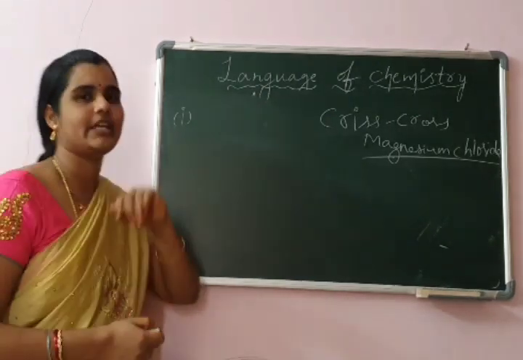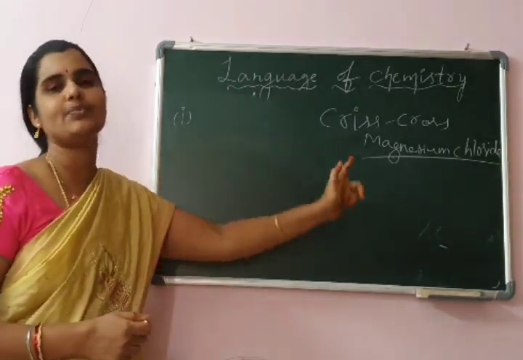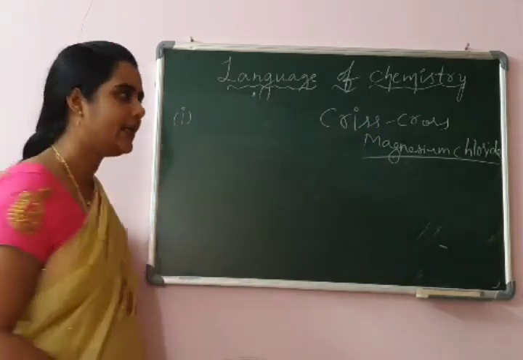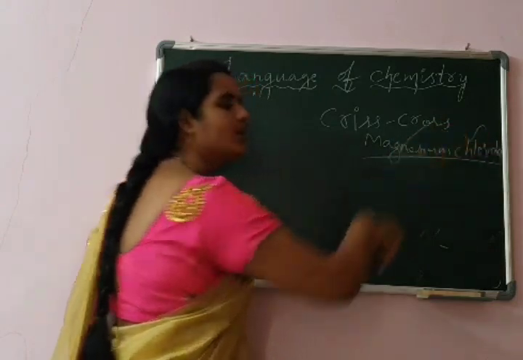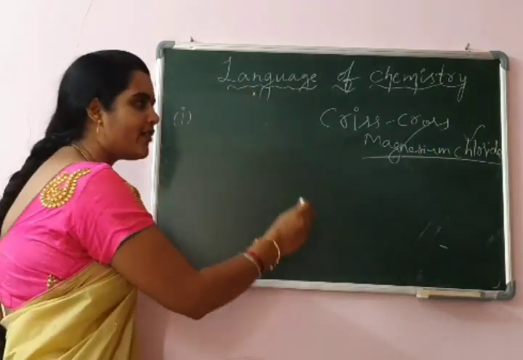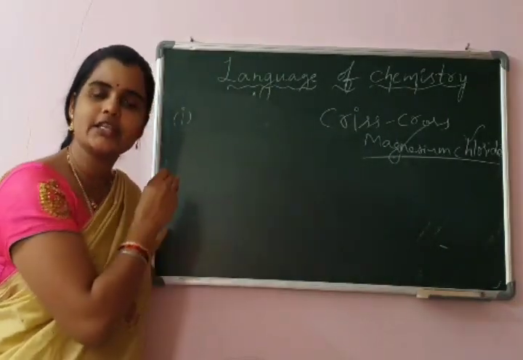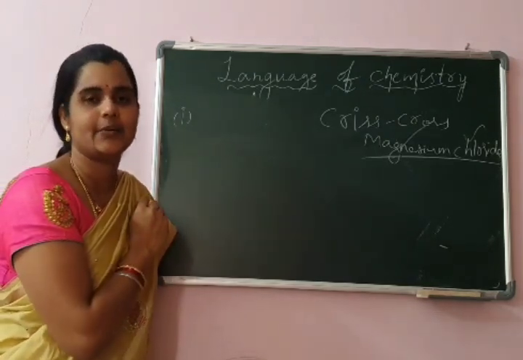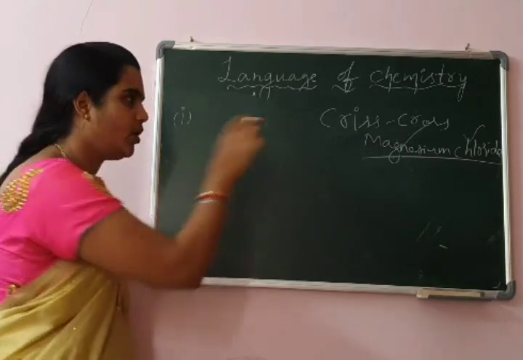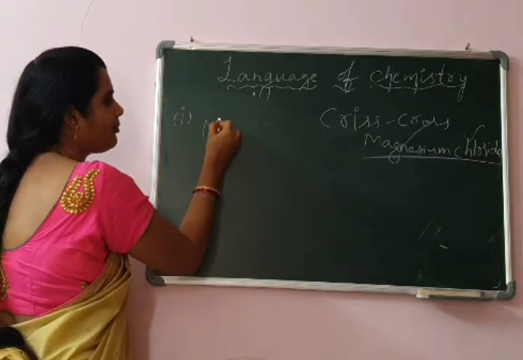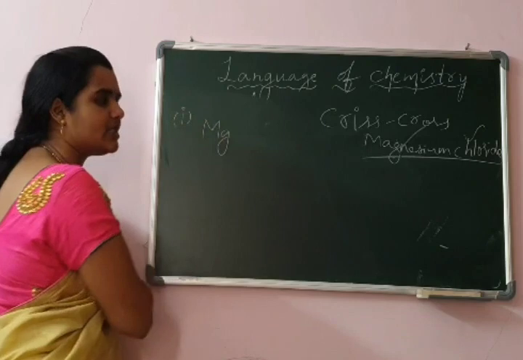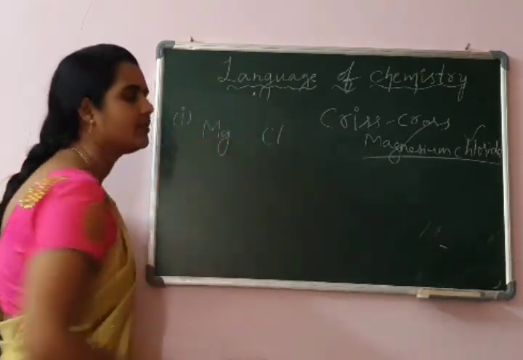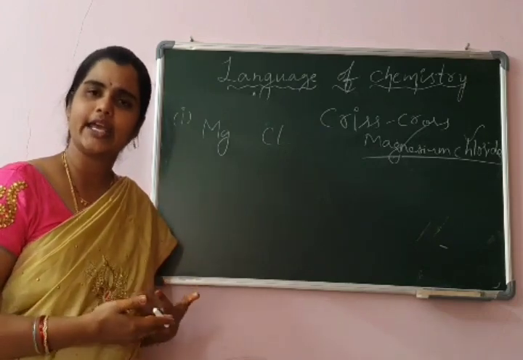The first step is, you have to write the symbols of each element present in the molecule. What are the elements present? Magnesium and chlorine. You have to write the symbols of the elements side by side. This is the first step. What is the symbol of magnesium? It is Mg. What is the symbol of chlorine? Cl.